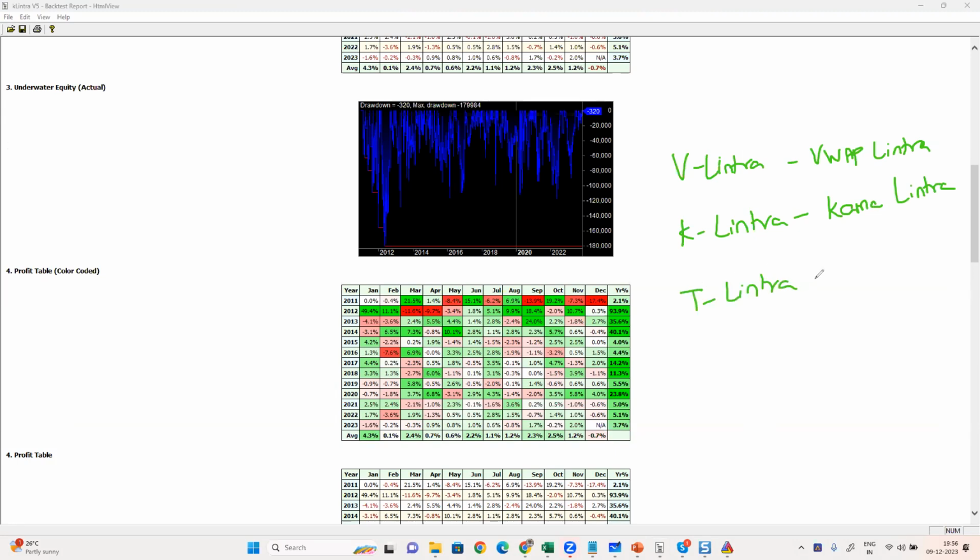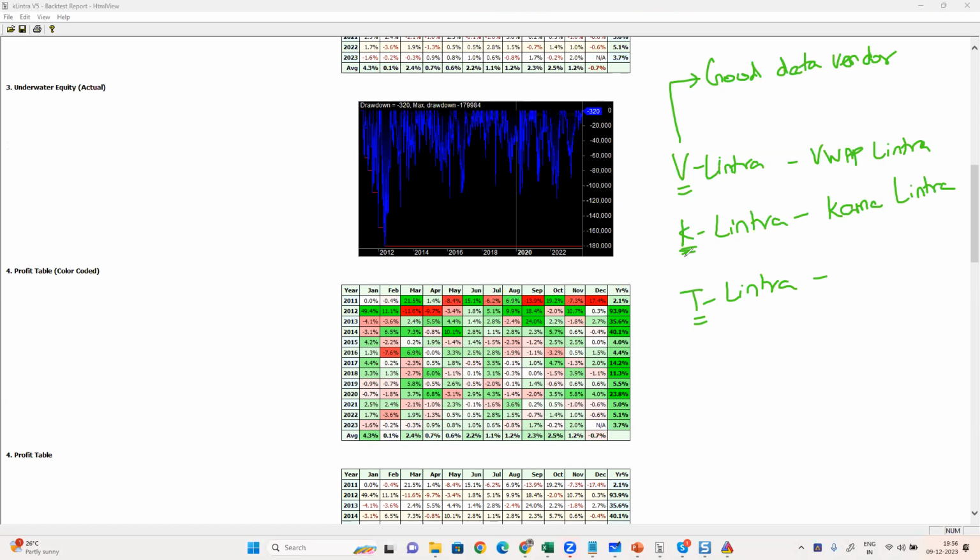T Lintra eliminates volume from the equation. Both Kale Intra and T Lintra don't use volume. Wheel Intra uses volume here. So that is why you have to stick with good data vendors. Avoid that 500 rupees data vendor. Kindly stick with vendors like Global Data Feed, True Data, or Excel Pix. These are recommended vendors where the volume data will be pretty good.